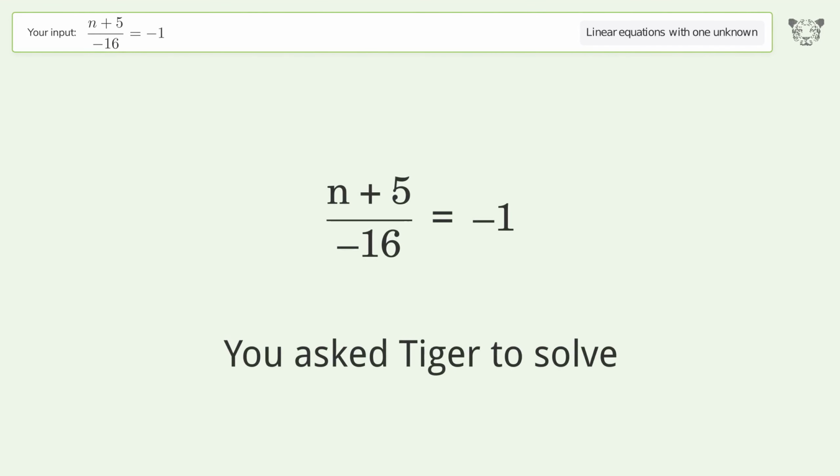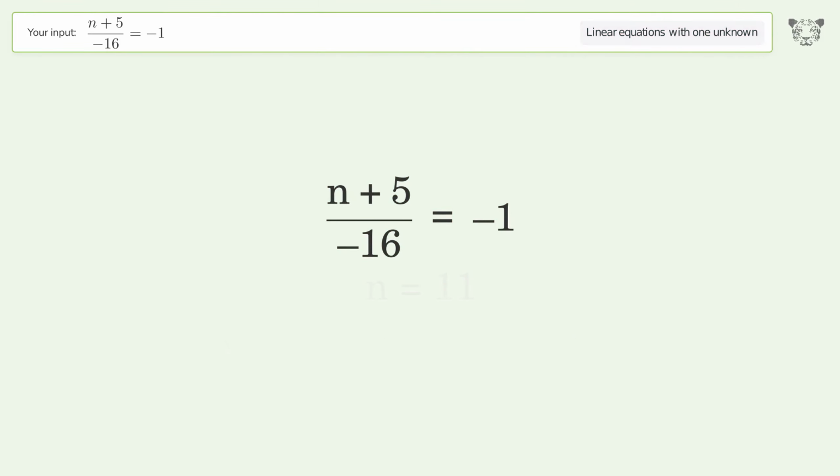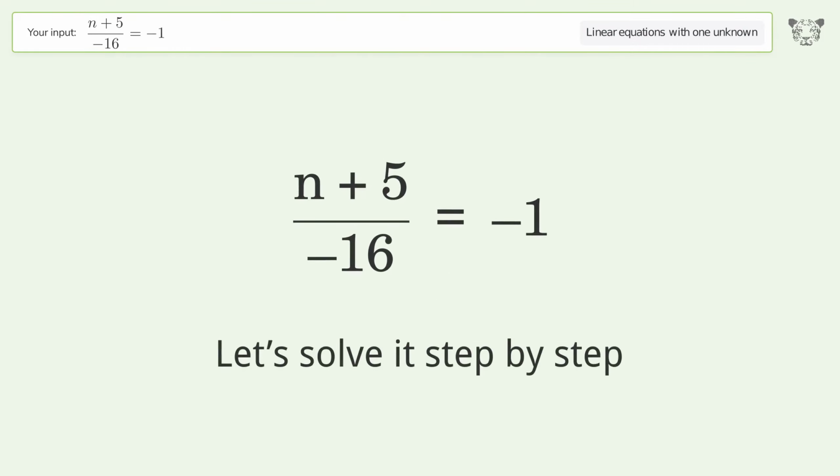You ask Tiger to solve this. This deals with linear equations with one unknown. The final result is n equals 11. Let's solve it step by step.